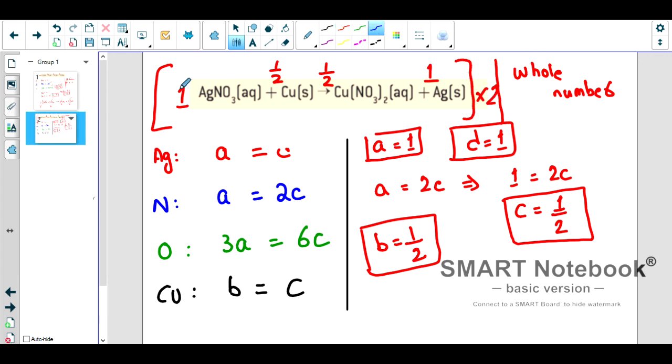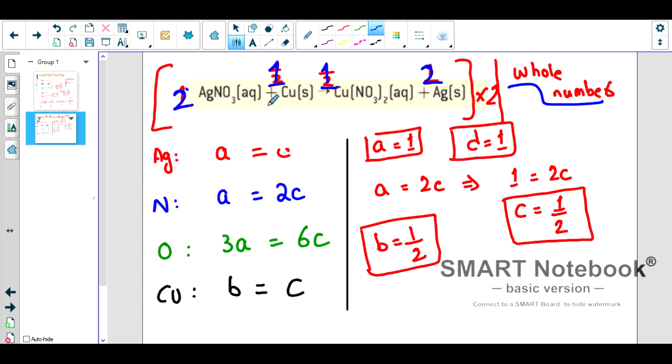This will be 2. Half into 2 will be what? It will be 1. It will be 1. It will be 2. So it will be a whole number balanced. Although if you don't want to do the step, the last step is also correct. But if you want to balance it through whole numbers, you just times it by the smaller value.